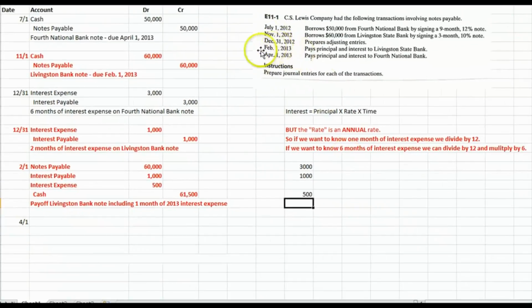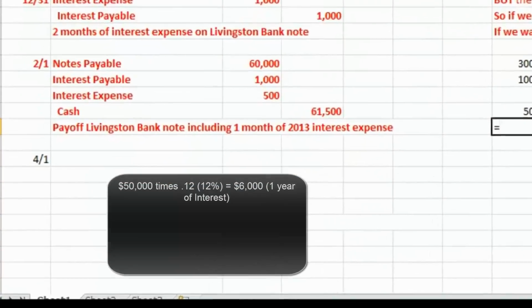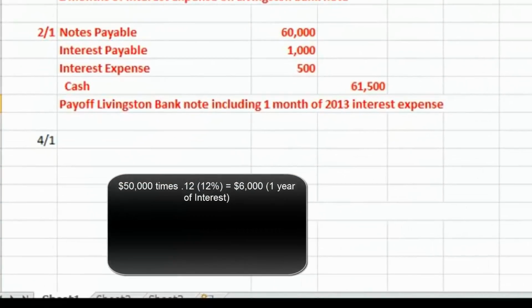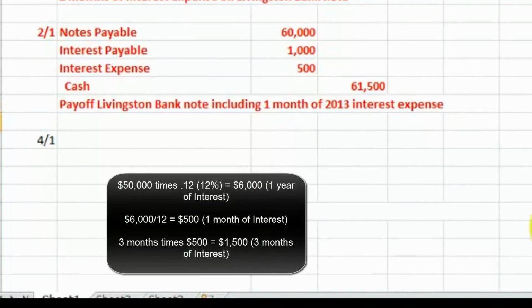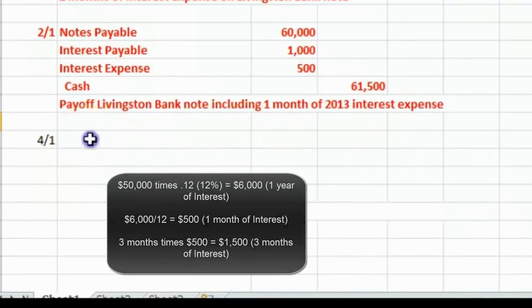Alright, now on April 1st, we're going to pay off the Fourth National Bank. Why don't you pause the video and see if you can come up with the journal entry to pay off the Fourth National Bank. Alright, hopefully you paused and you figured out that we owe 3 months' worth of interest expense for 2013. So let's calculate that. Interest equals principal, which in this case is $50,000, times rate, which is 0.12. Let's find out how much 1 month is. That would give us 1 month, but we have to accrue for 3, so let's put down 3. So we owe $1,500 worth of interest expense for 2013.